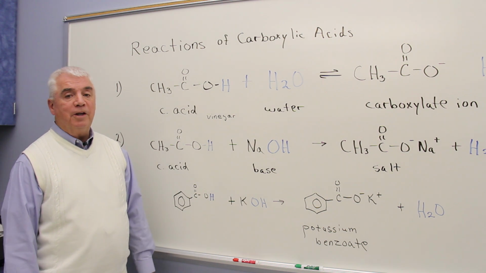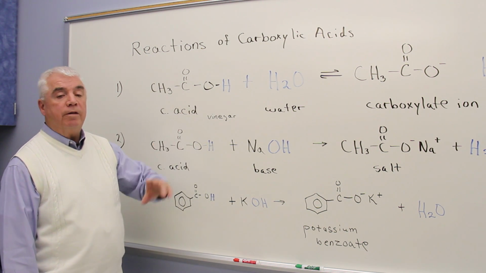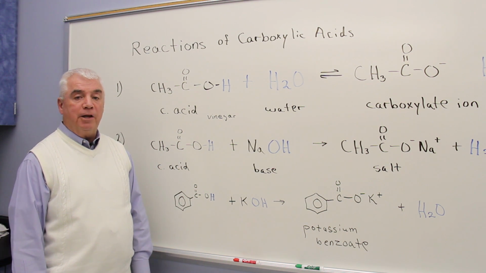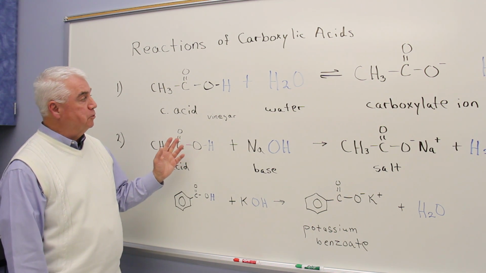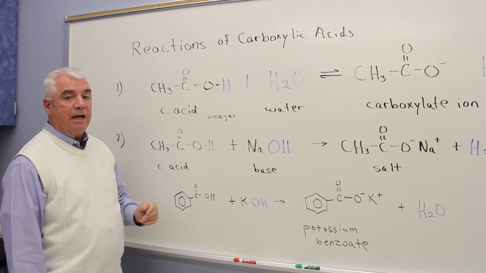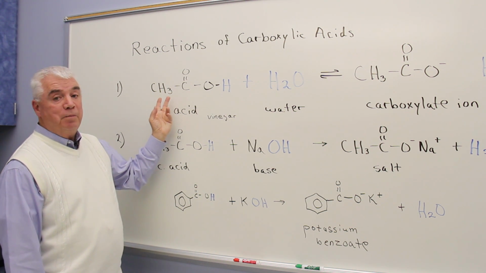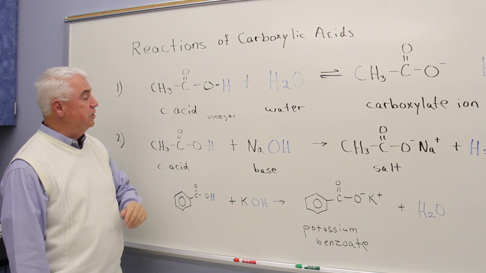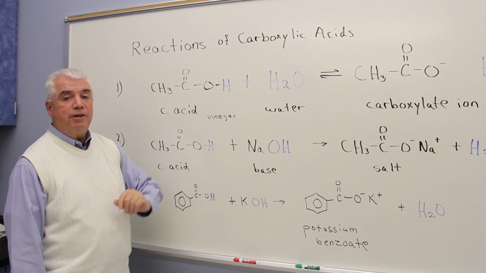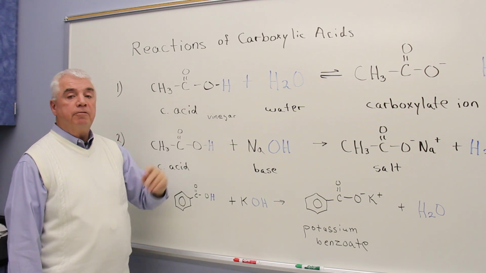Reactions of carboxylic acids. We'll look at 6 reactions. Each one of these has a lot of practical applications for body chemistry. Here's a 2-carbon carboxylic acid. Its common name is acetic acid, or its IUPAC name would be ethanoic acid. Here's the hydrogen that's acidic, and this is the active ingredient in vinegar.